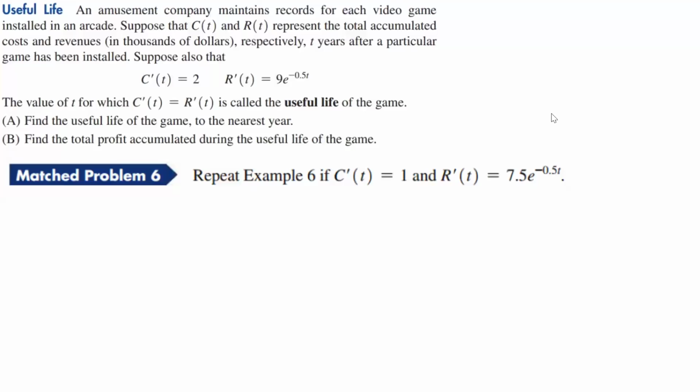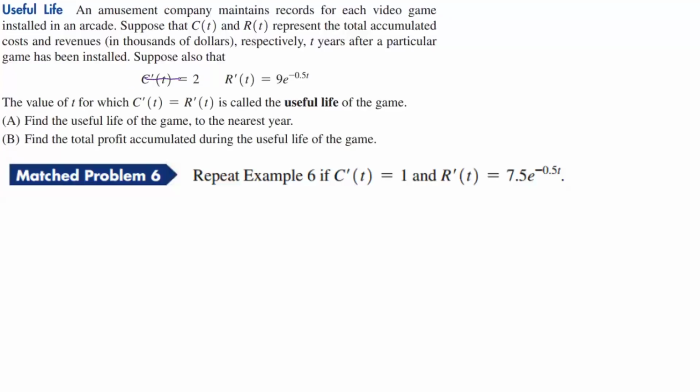All right, so on this one, it says we're supposed to repeat this part up here, but we're supposed to change it to C1 is that and R prime is that. So these aren't going to be our values anymore, and it's not going to keep letting me write it the first time. So that's not what we're doing, but we're going to do the same thing.